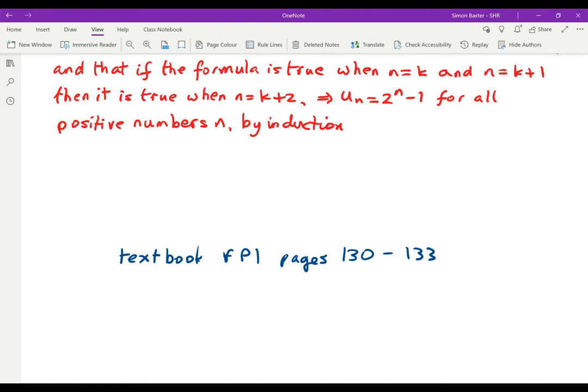This then can be found, questions like this and other examples, in your textbook FP1 on pages 130 to 133.